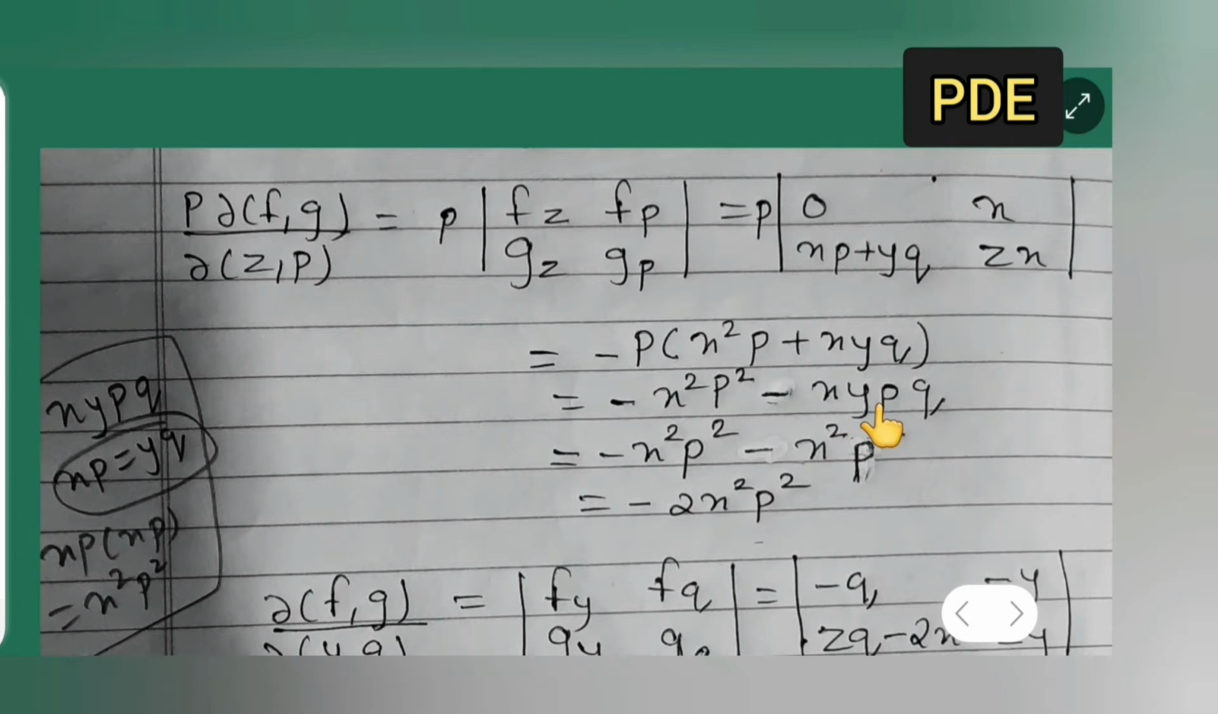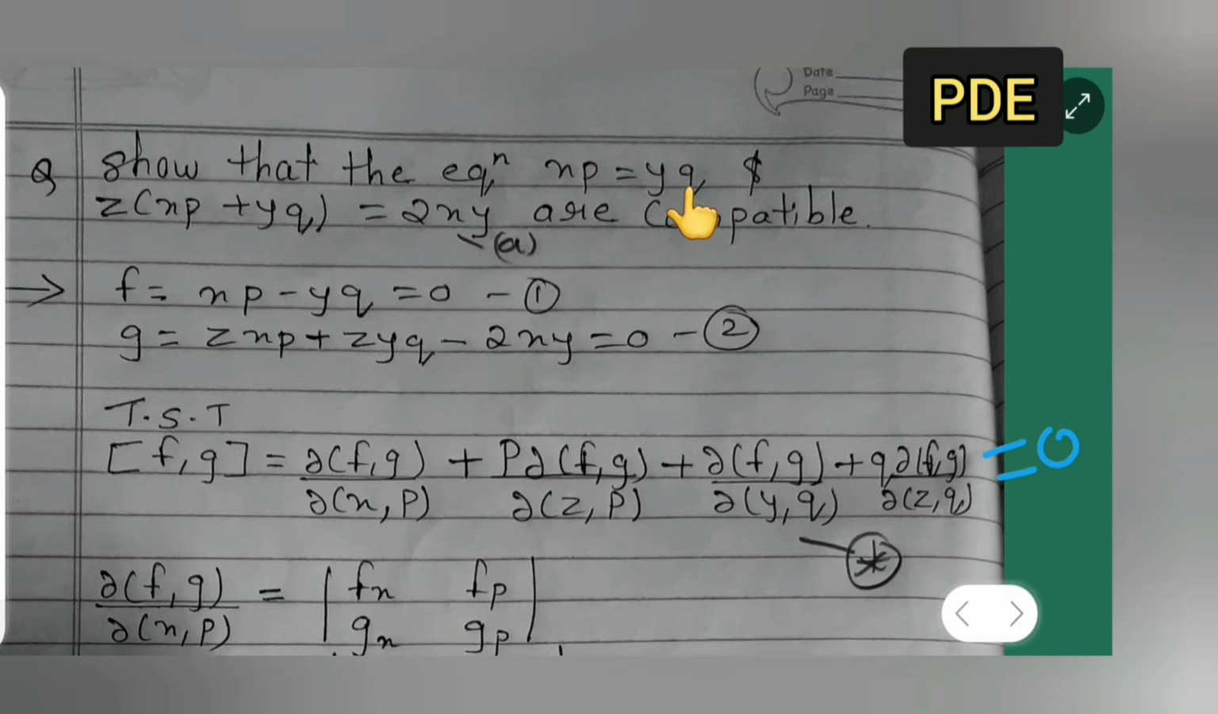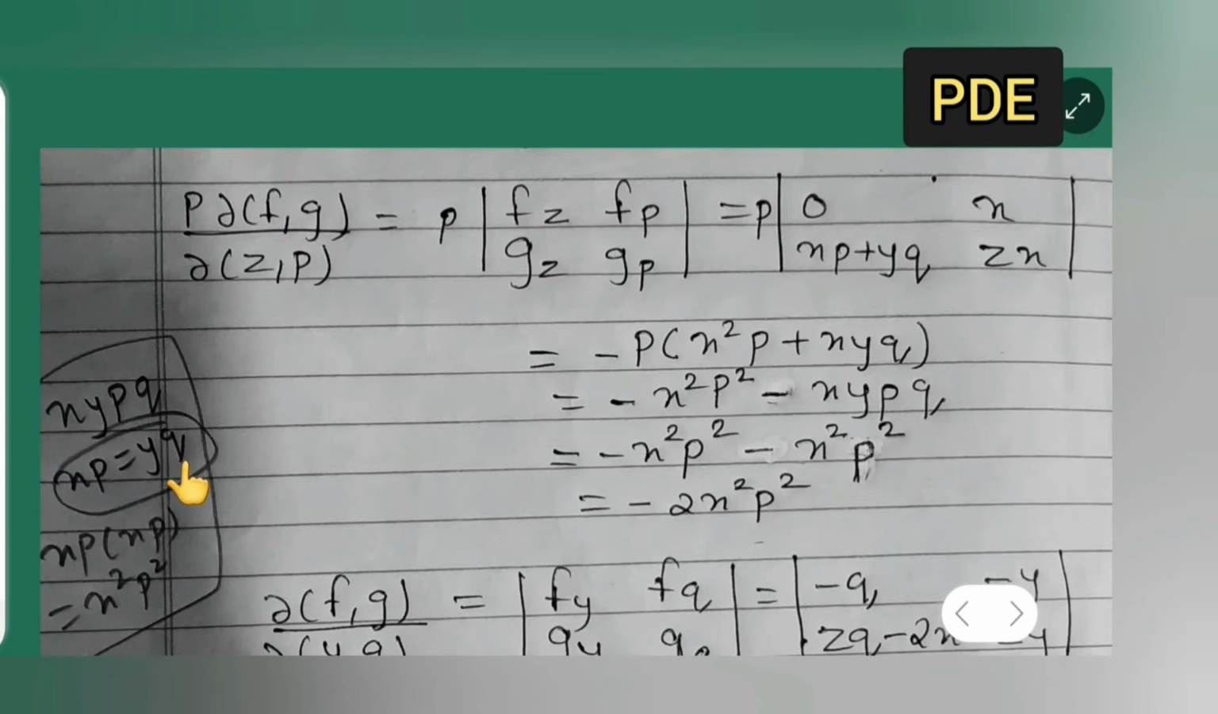your yq? See, xp is equal to yq. In the question it is given itself that xp is equal to yq. So write the value of yq. Instead of yq, what am I going to write down? xp into yq is nothing but xp into xp, which is x square p square. So minus x square p square is there. Finally what you are going to get is minus 2 x square p square. Okay, this is how you got this thing.